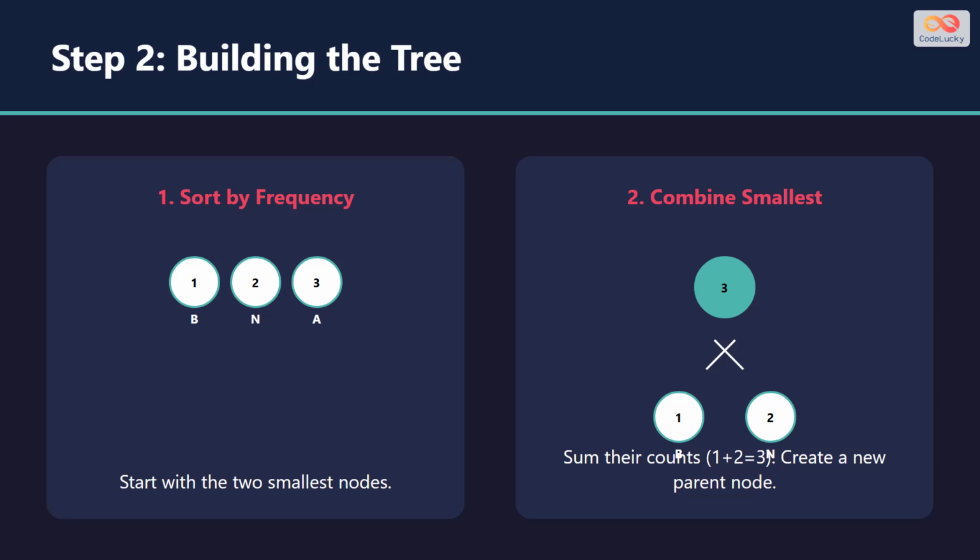Next, we build a binary tree. We start by sorting our characters by frequency and picking the two with the lowest counts. Here, B and N are the smallest. We combine them into a new parent node with a value equal to their sum. 1 plus 2 equals 3.